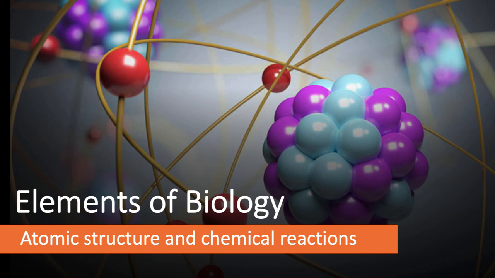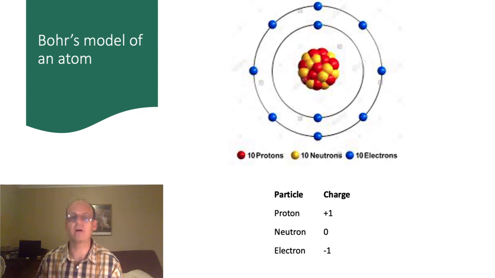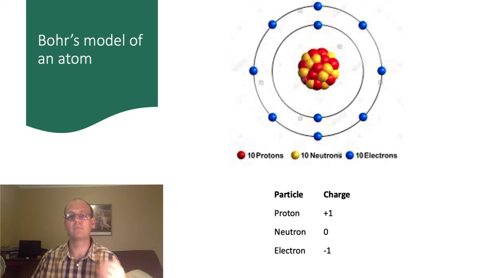In this presentation, we're going to look at the structure of atoms and how that affects their reactivity. In this class, we're going to limit ourselves to considering the simplest model of the atom, the Bohr model. In this model, the atom is modeled as a nucleus with protons and neutrons surrounded by a cloud of electrons. The nucleus is positively charged because of the presence of the protons, and the positive charge attracts the negatively charged electrons as they orbit the nucleus.